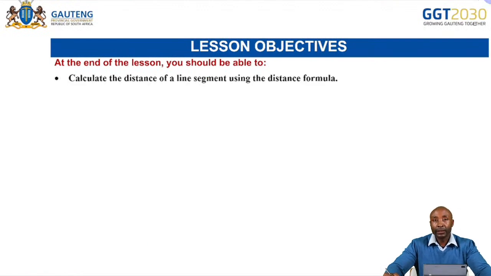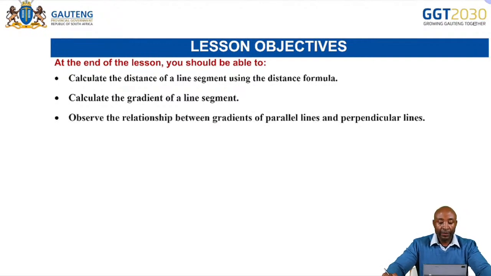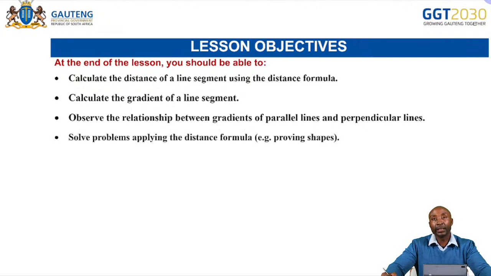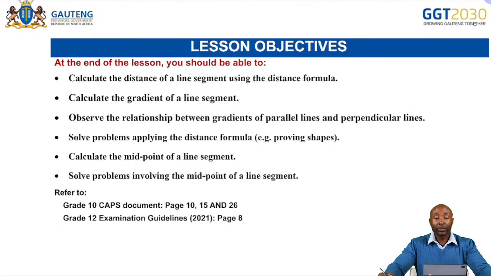At the end of the lesson, we should be able to calculate the distance of a line segment using the distance formula, calculate the gradient of a line segment. We should be able to observe the relationship between gradients of parallel and perpendicular lines. We should be able to solve problems applying the distance formula. And we should also be able to calculate the midpoint of a line segment, solve problems involving the midpoint, and calculate the angle of inclination of a line.